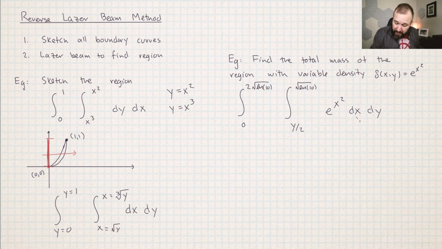But observe that if I reversed this order of integration, if it was dy first, then e to the negative x squared is a constant. It's easy to find antiderivatives of constants.